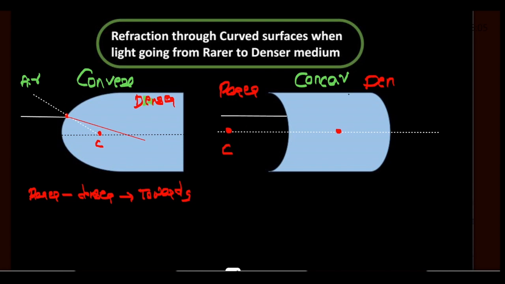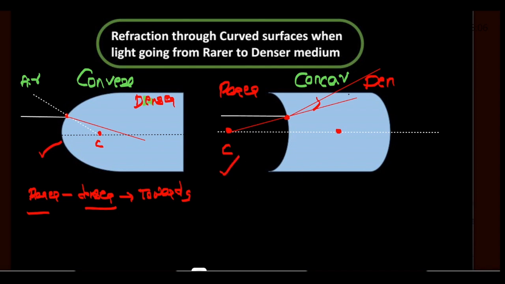If I draw the normal to the surface at the point of incidence, it will look like this, so this is the normal at this point. Now the refracted ray bends towards the normal. So this looks like this. This is the ray. So these are the two cases when a light ray is going from a rarer medium to the denser medium and intersecting at a convex surface, and this is a concave surface.